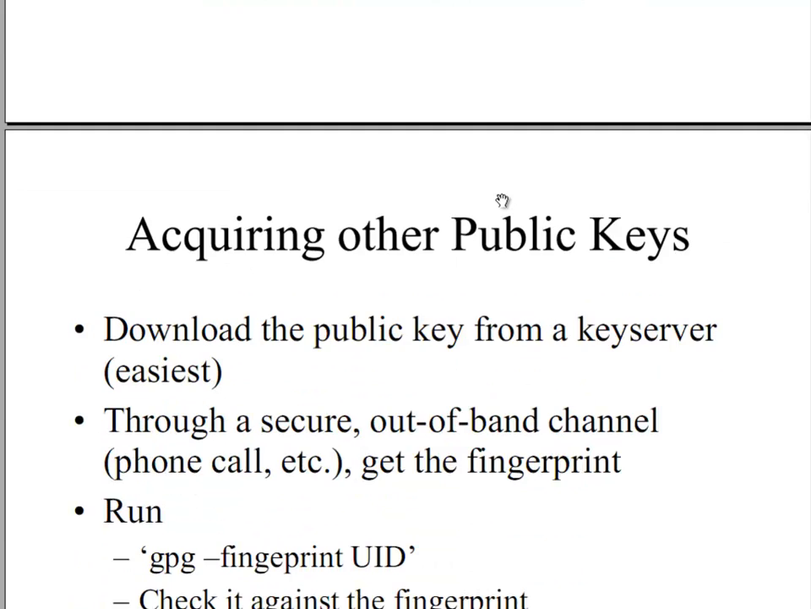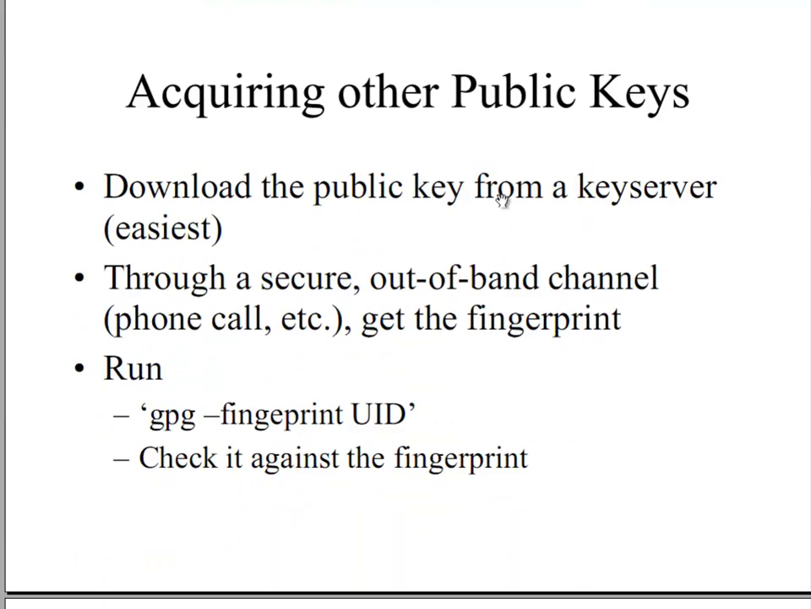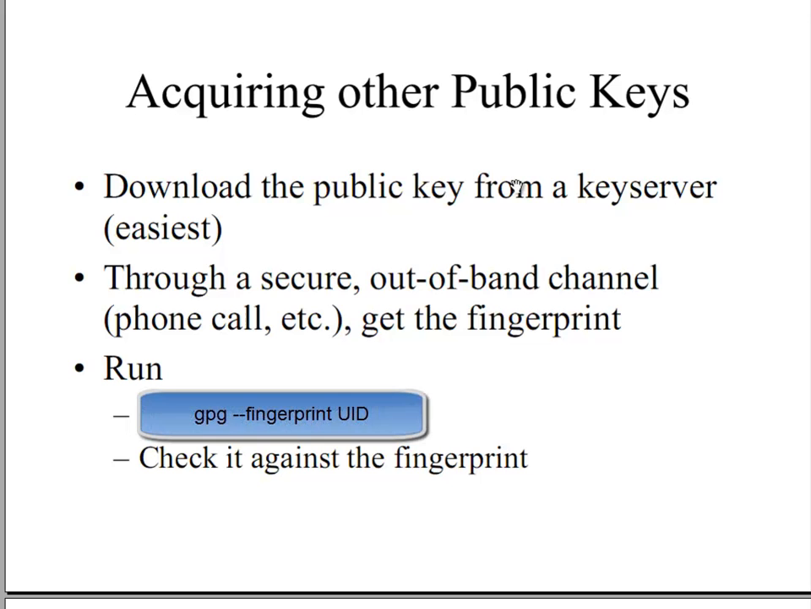Let's go back to the notes. And so, if you want to acquire other people's public keys, the easiest way to do that is if they've published their key to a key server, you can download that manually. And you should also check the fingerprint of the key to make sure that that fingerprint is the actual fingerprint of the public key you've downloaded.